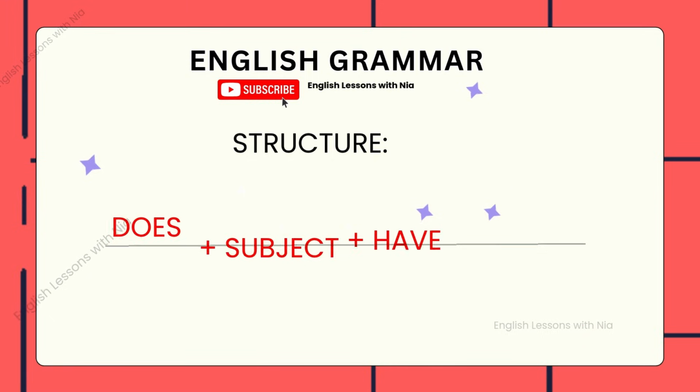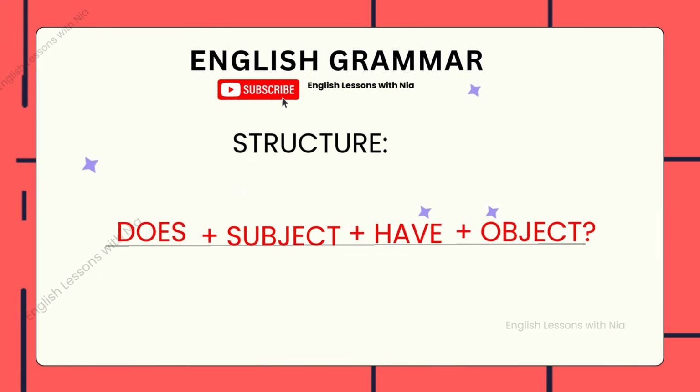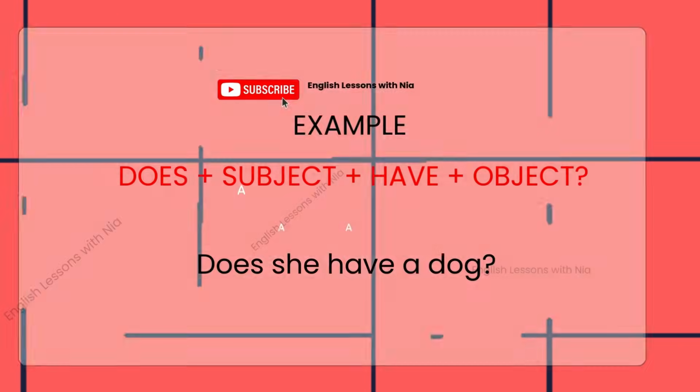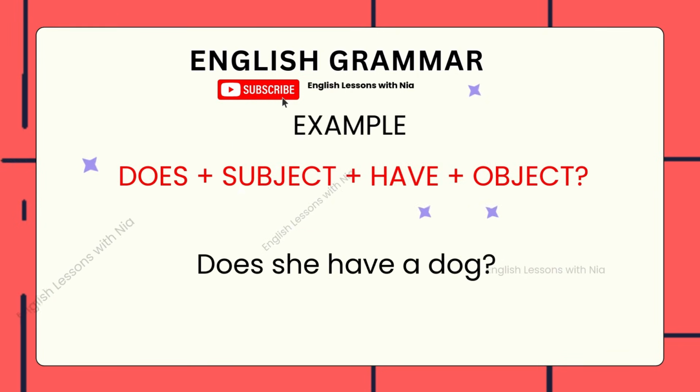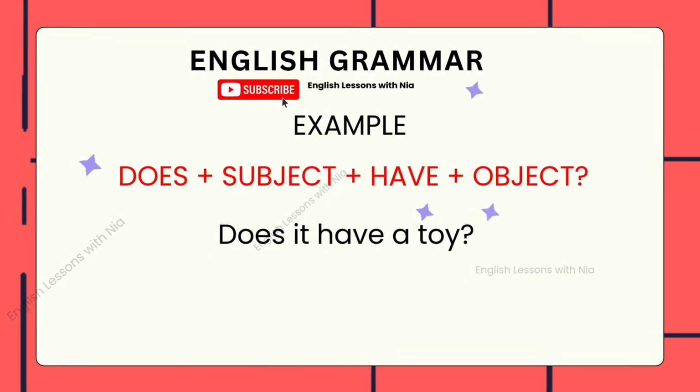Asking questions. Here's how to form questions correctly. Does plus the subject plus have plus the object. Let's look at some examples. Does she have a dog? The subject here is she. Have. The object, a dog. Does she have a dog?